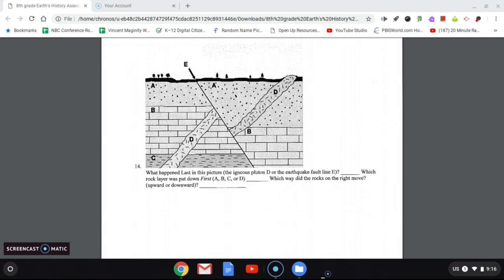14, use the picture to answer the question and fill in the blanks. What happened last in this picture? The igneous pluton D or the earthquake fault line E? Which rock layer was put down first? A, B, C, or D? And which way did the rocks on the right move, upward or downward?